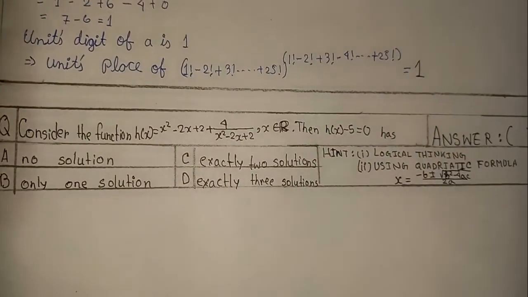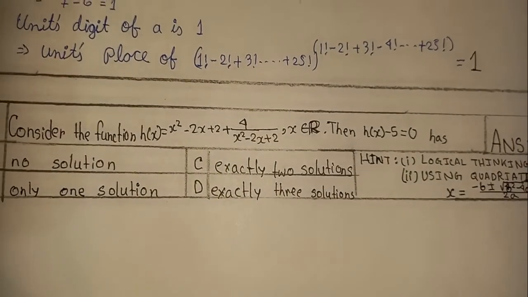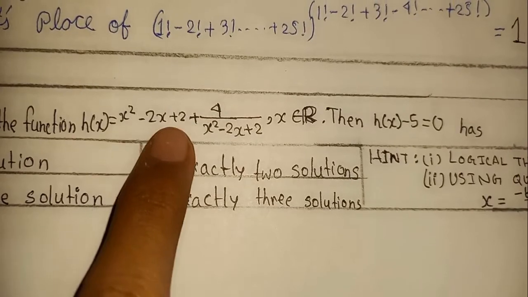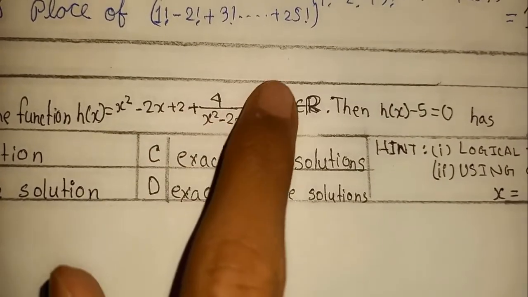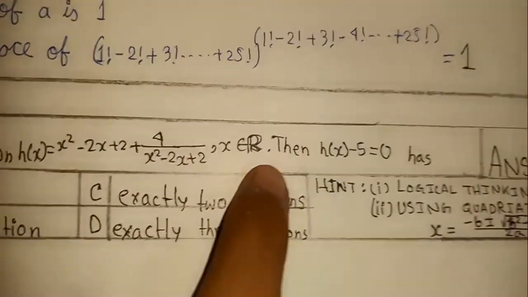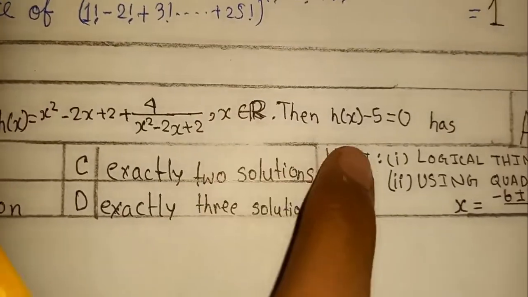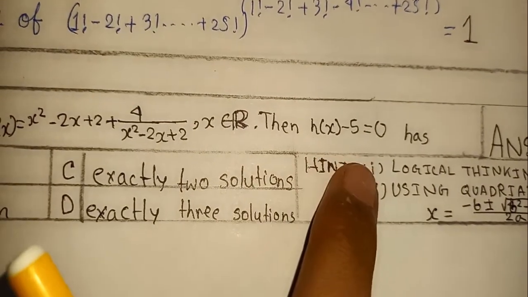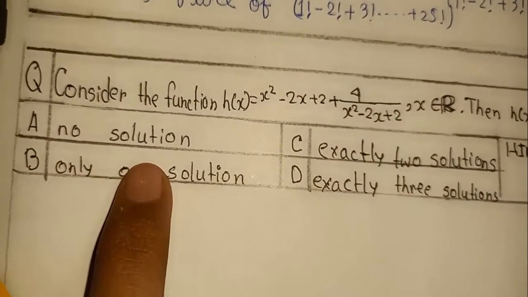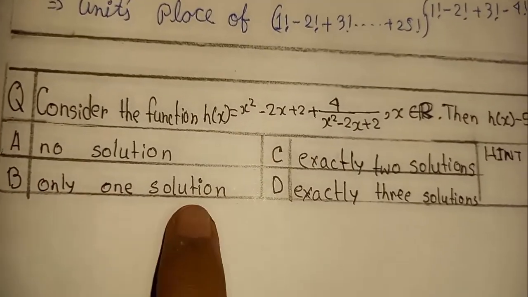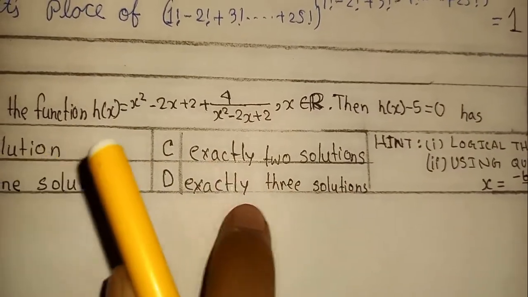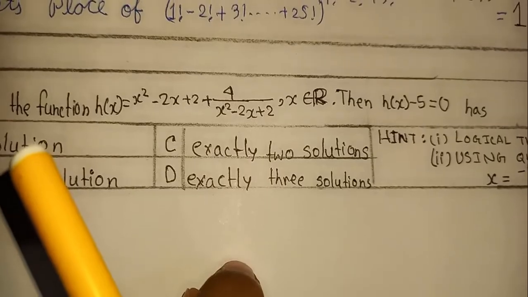The second question says: consider the function h(x) which is equal to x squared minus 2x plus 2 plus 4 by x squared minus 2x plus 2, where x is rational. Then h(x) minus 5 equals 0 has: option A says no solution, option B says only one solution, option C says exactly 2 solutions, and option D says exactly 3 solutions.